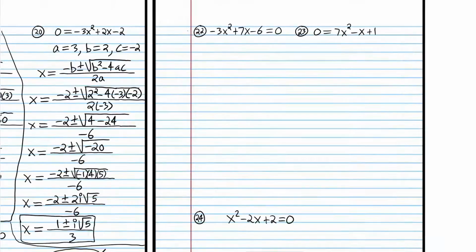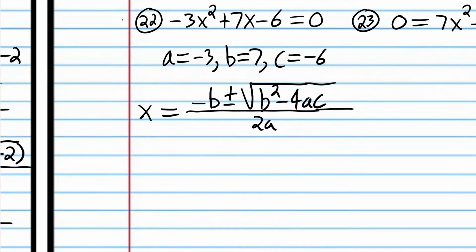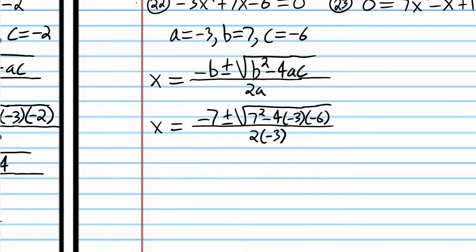All right, we're back. I'm going to label the constants, and I'm going to write the formula. And we're just going to plug in as usual. So we have negative b plus or minus root b squared minus 4 times a times c all over 2 times a. And now we just have to simplify.